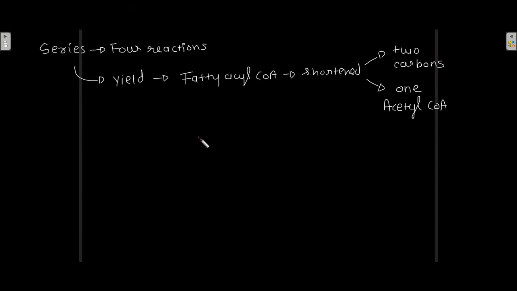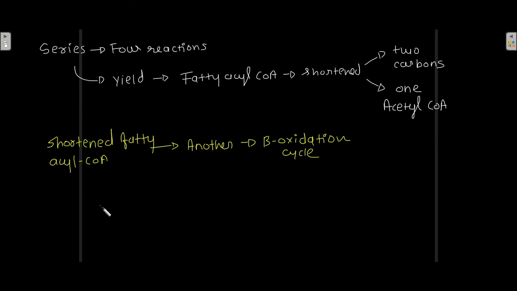Now this series of 4 reactions yields a fatty acyl coenzyme A molecule which is shortened by 2 carbons, and 1 acetyl coenzyme A. This shortened fatty acyl coenzyme A molecule can then undergo another beta oxidation cycle.